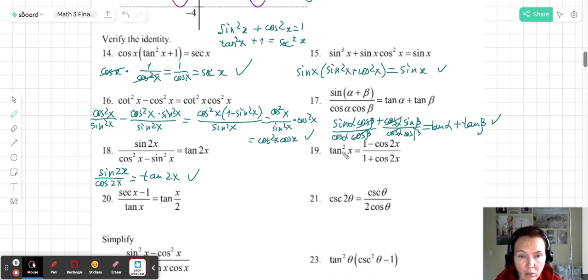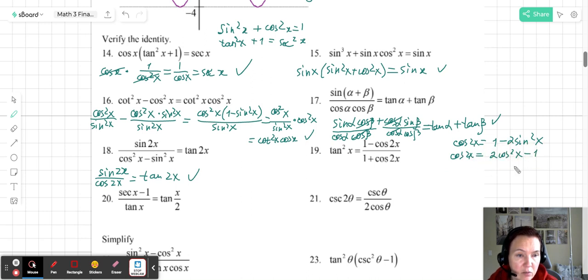And then over here, I would probably not do anything with tangent squared x. I would try to simplify the right side. So let me see. I have 1 minus cosine of 2x. Let me remind you the double angle identities for cosine. So cosine of 2x is 1 minus 2 sine squared x. So I'm going to be using this one for the numerator. And cosine of 2x also equals 2 cosine squared x minus 1. I'm going to be using that for the denominator, so I'm going to plug them in.